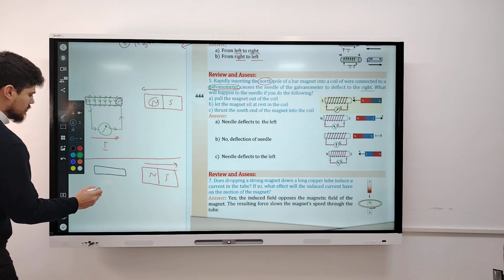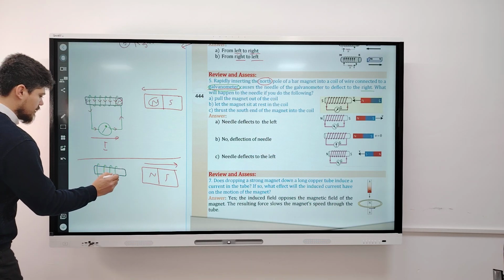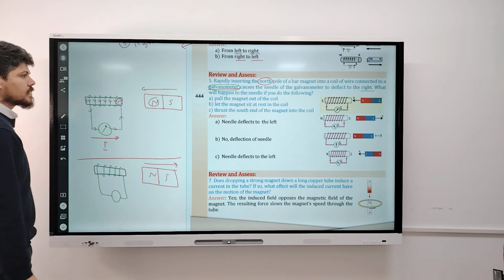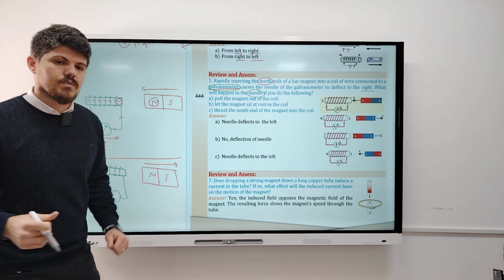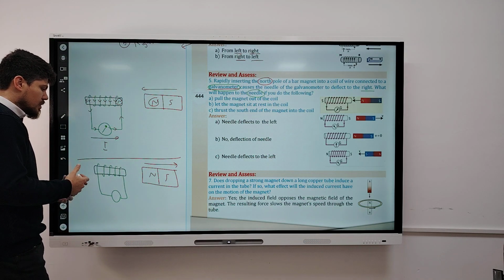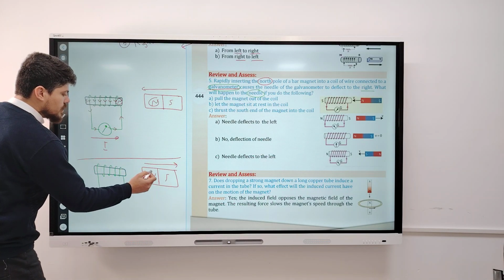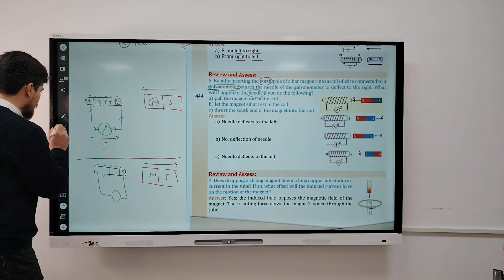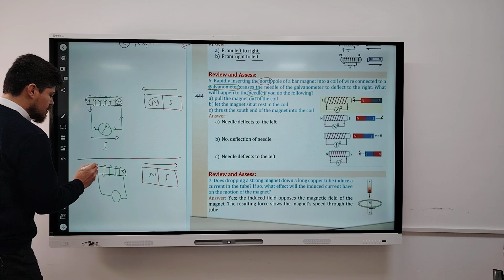And look, what happened with the needle? We have to find the direction of the needle of the galvanometer. Now we don't know whether the galvanometer is deflected to the right or left or stays at rest. In the case when we move the north pole away, this end becomes what? Becomes south. And this end becomes north.